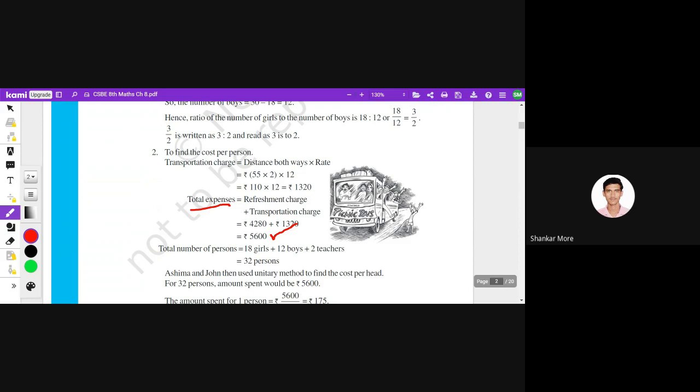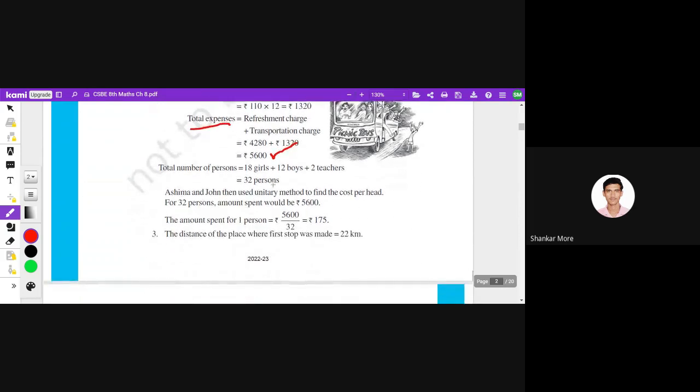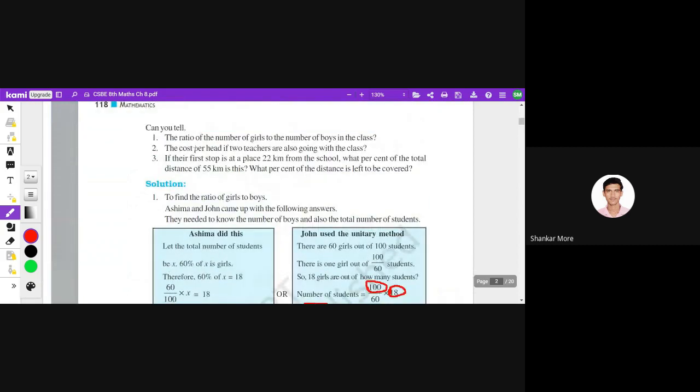Anyways, okay. So let's get back to our topic. We have found out answers for these two questions, and the third one is, if the first stop is at a place 22 kilometers from the school, what percent of total distance of 55 kilometers is this? What percent of the distance left to be covered?